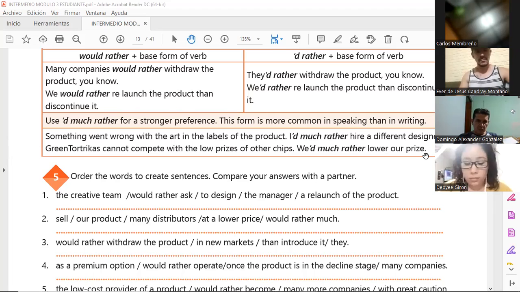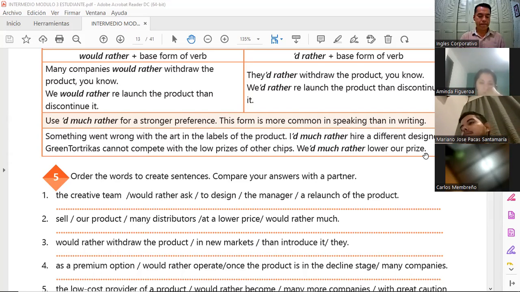Ever, please, can you help me with number two? Yeah, okay, number two. Many distributors would rather much sell our product at a lower price. Good, thank you very much. And there is a little mistake here. And I also committed the mistake, sorry for that. But the only change in this sentence is that instead of saying rather much, we're going to change to much rather, okay? Again, because the manual says would rather much, okay? So instead of saying rather much, we're going to say much rather.